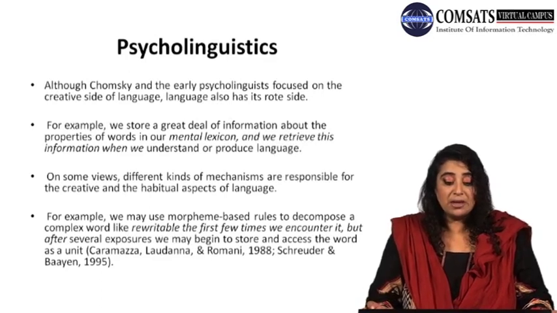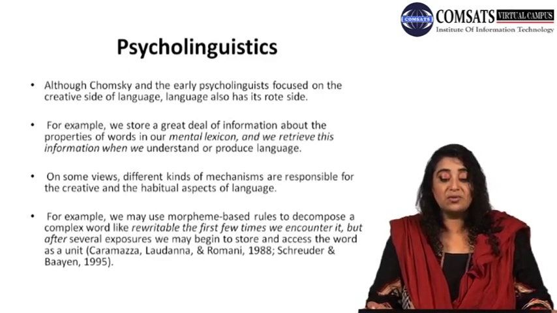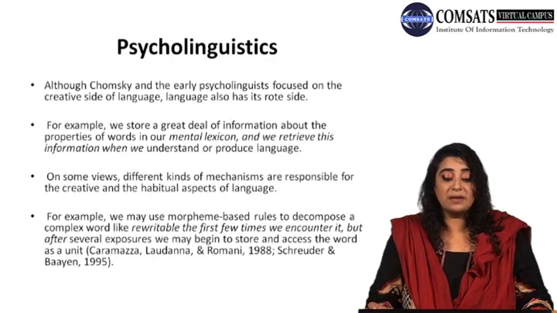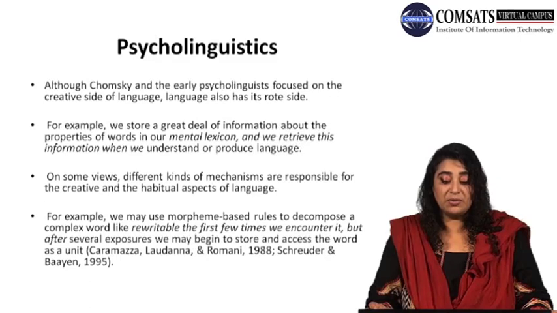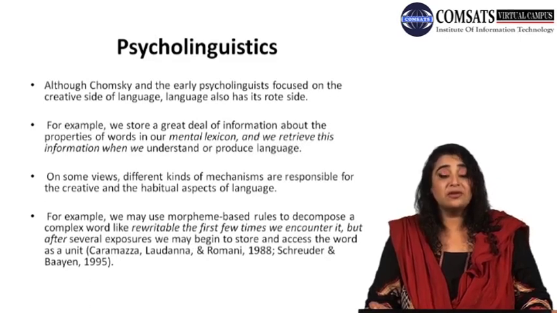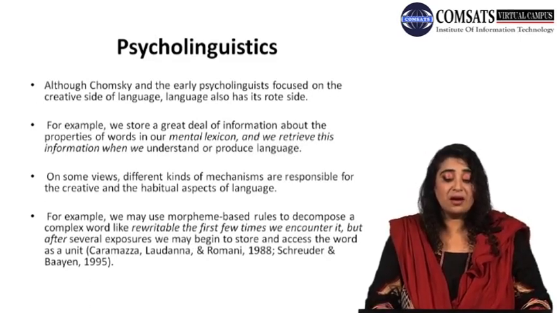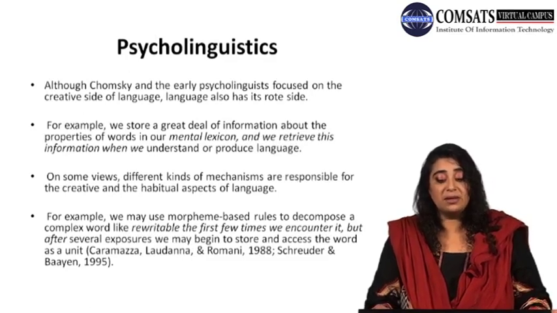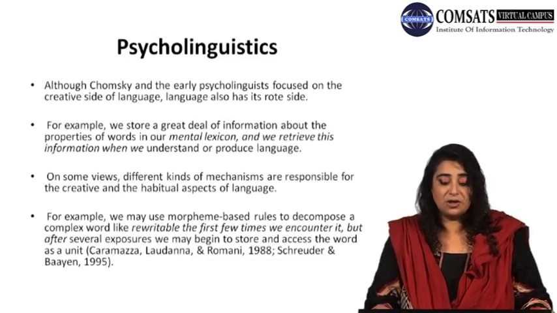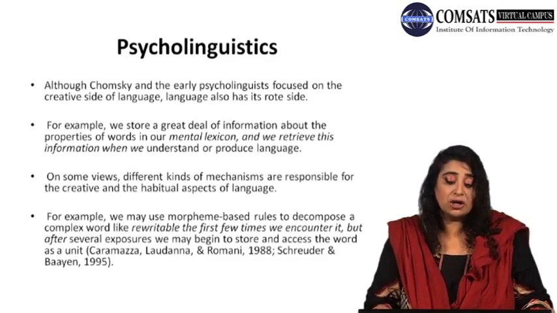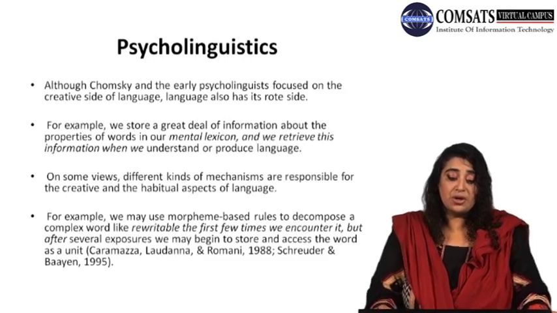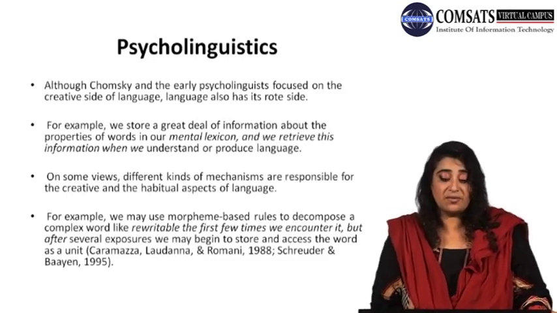Now, for example, we may use morpheme-based rules to decompose a complex word like rewritable the first few times we encounter it, but after several exposures, we may begin to store and access the word as a unit. So once again, a reference is Marslen-Wilson, Tyler and Komisarjevsky in 1988. They did research on this, and Schreuder and Baayen in 1995 continued that research. So you can check that as a reference.